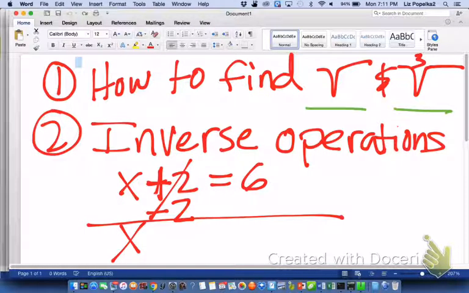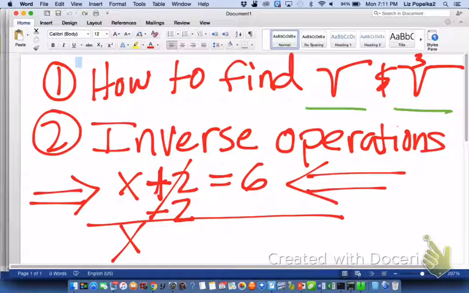But hopefully we all remember that if we subtract something from this side of the equal sign, we've got to subtract something from the right side of our equal sign. So x is equal to 4.